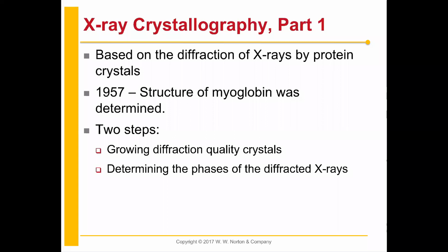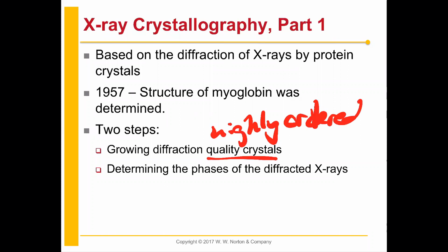There are two main steps to X-ray crystallography. Your book glosses over the very first one, growing diffraction quality crystals. Oh my gosh, growing diffraction quality crystals is probably more difficult than our second step, just because the crystals have to be super highly ordered. And if they're not, your X-ray diffraction patterns are going to be all crazy, and so you won't be able to get any data from it.